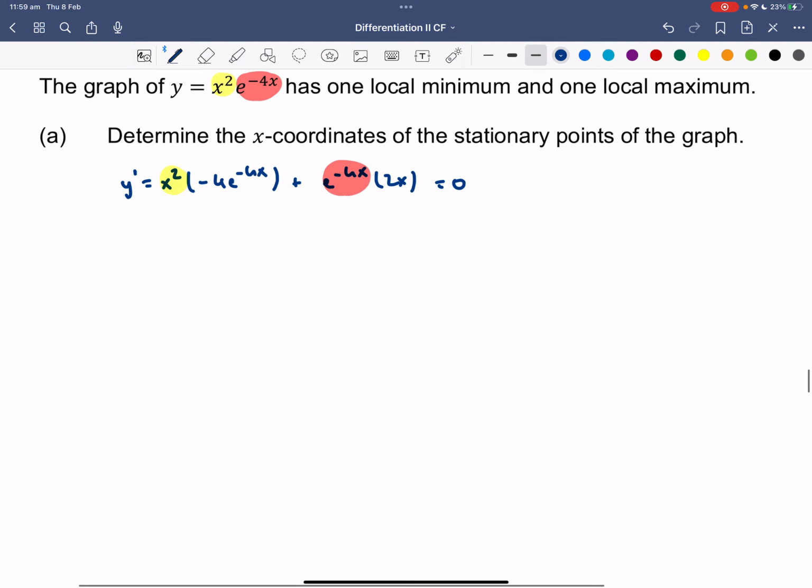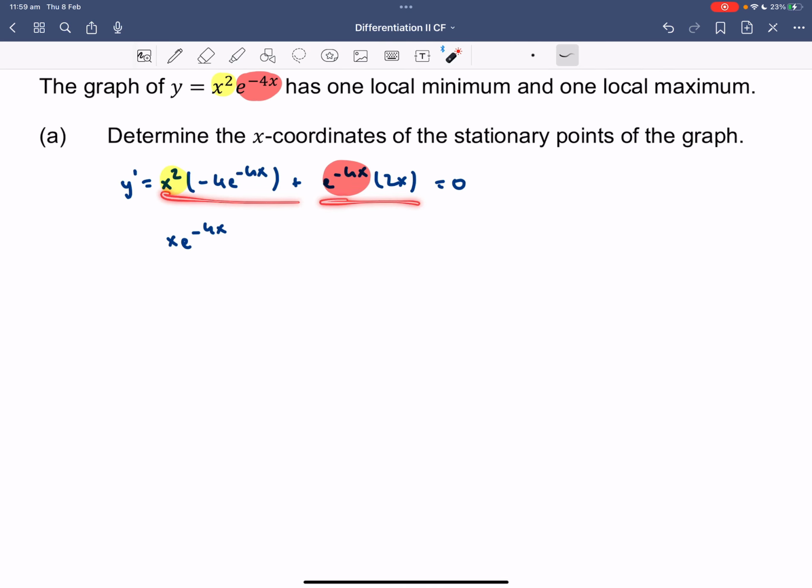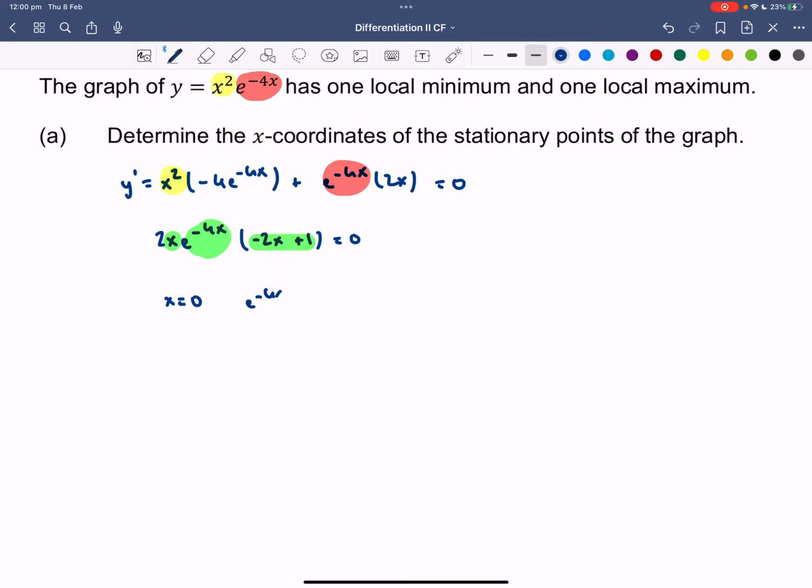So easiest thing to do is realize that we can factorize out an x, and we can factorize out e to the minus 4x. Both terms have an x common, and both terms have an e to the minus 4x common. In fact, both terms also have a 2 common. This says 2, this says 4. So what are we left behind with? That would be minus 2x, and over here it's just a straight up plus 1. So if this is 0, it means that either this is 0, or this is 0, or this is 0. So either x is 0, or e to the minus 4x is 0, or minus 2x plus 1 is 0.